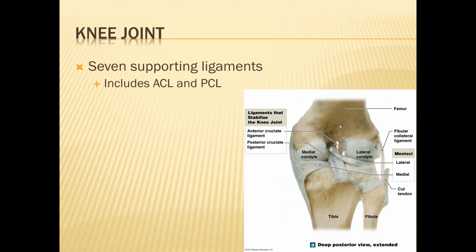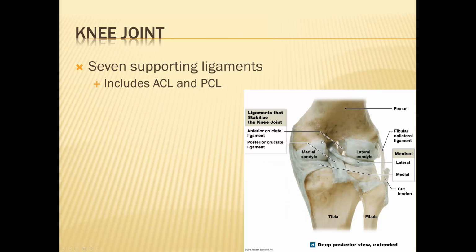So the knee joint has 7 supporting ligaments. Again, I'm not going to make you learn all of the different ligaments, but there are 2 you should know because these are the 2 that are commonly injured in various knee injuries, and that is the anterior cruciate ligament, which is abbreviated the ACL, and the posterior cruciate ligament, or the PCL.